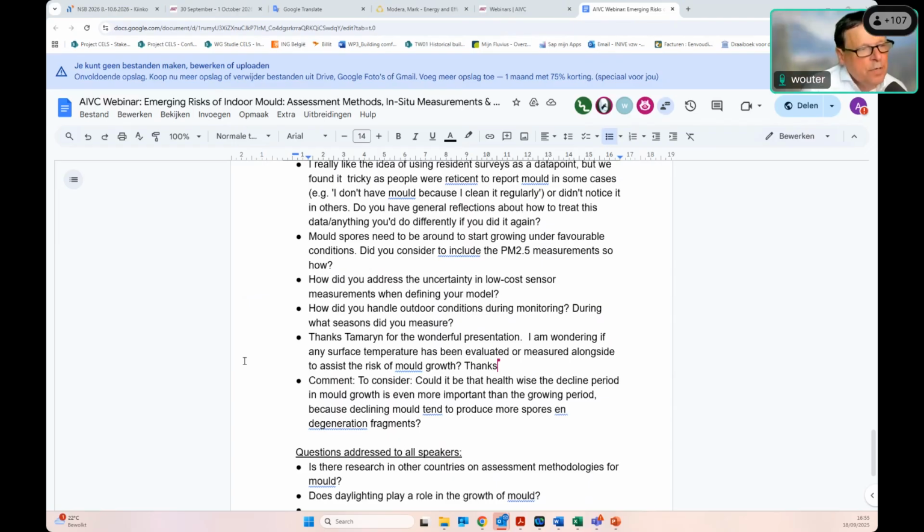And same question about the surface temperatures. Did you have maybe in some houses a look at that? No, we didn't, unfortunately. We just had the air measurements.